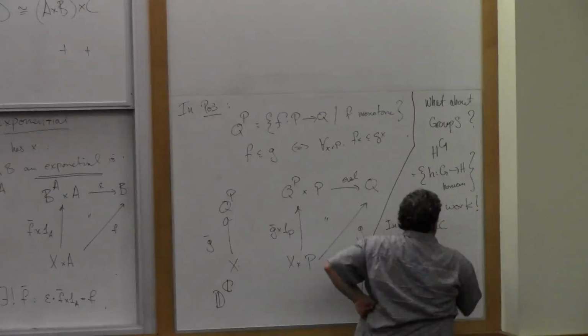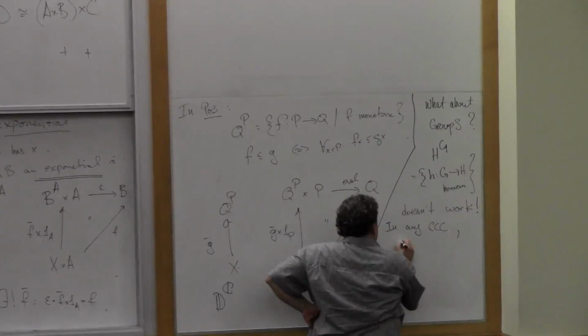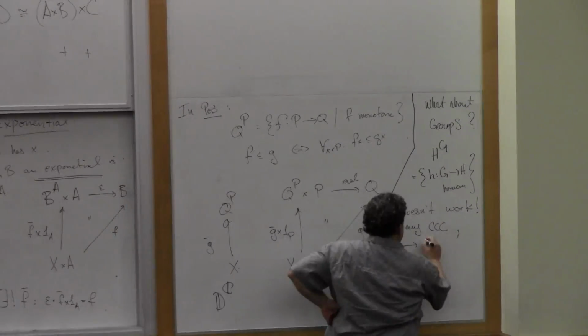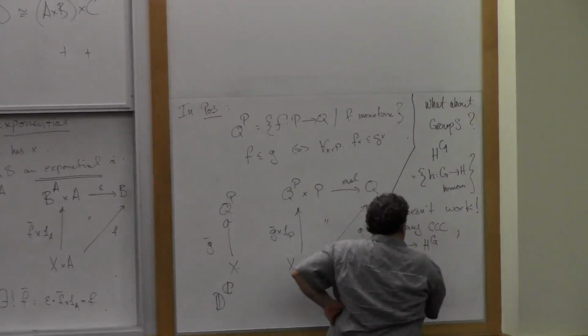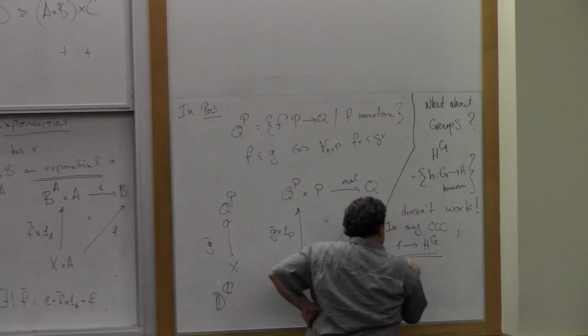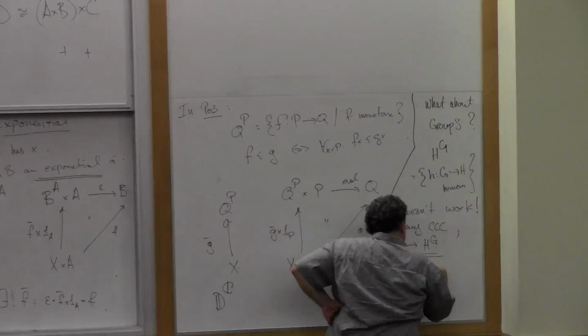In any CCC, points of the exponential here correspond to maps from G into H.